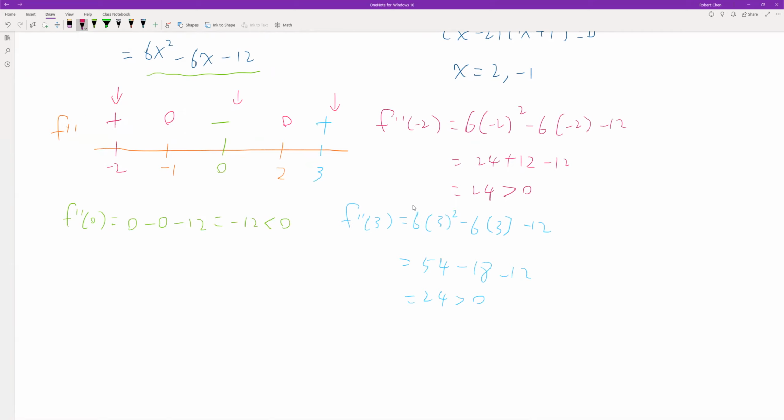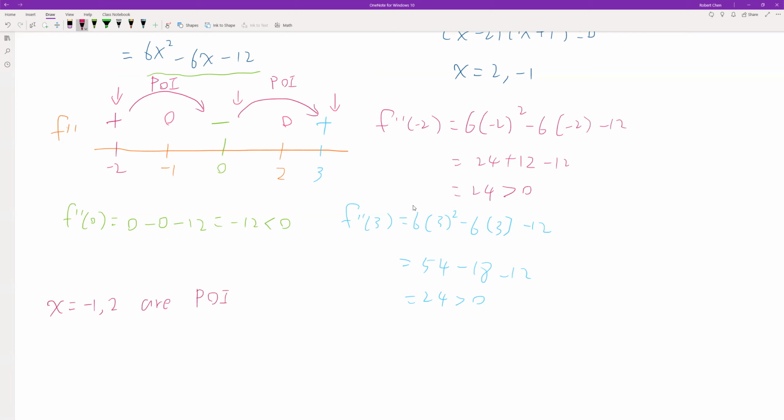Okay, so we can see that at negative 1, it went from positive to negative. It changes sign for the second derivative, meaning at negative 1, that's a point of inflection. Also, it went from negative to positive at positive 2. So that's another point of inflection. So we can say that x equal to -1 and 2 are points of inflection.